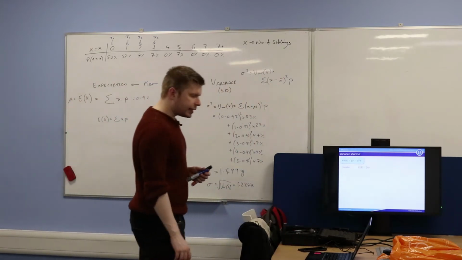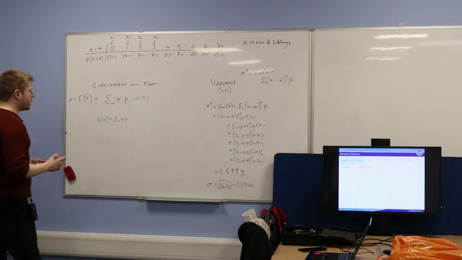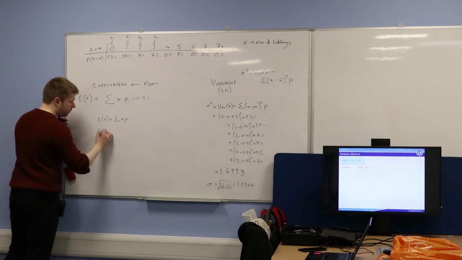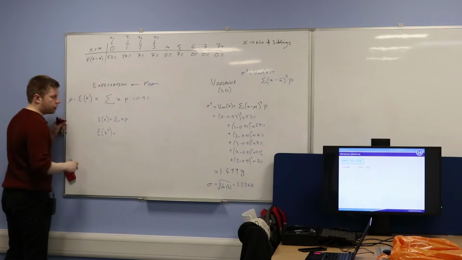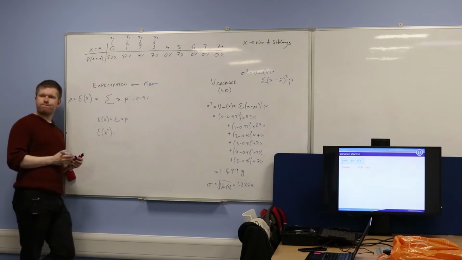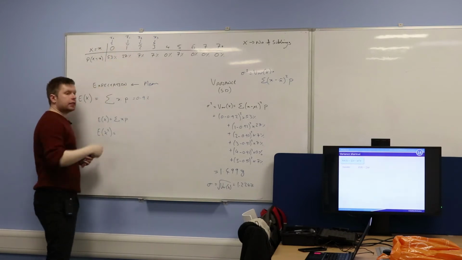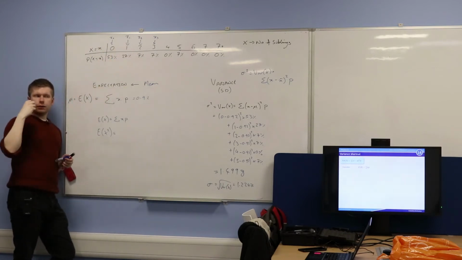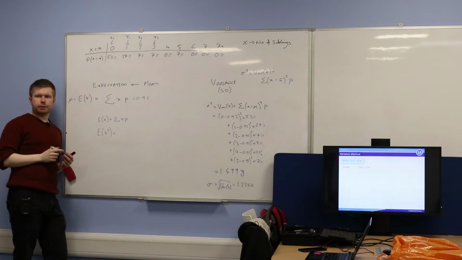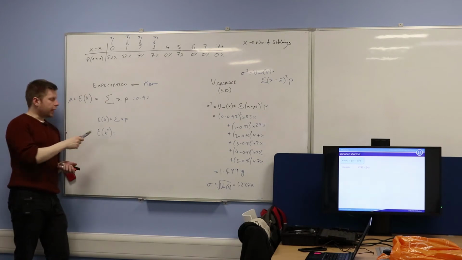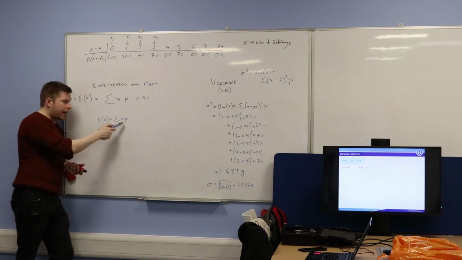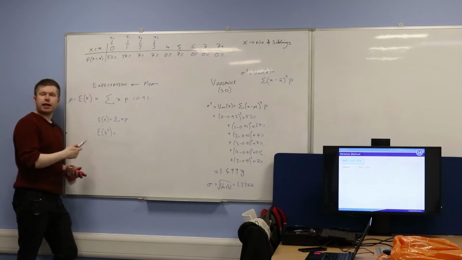Now, let's think about this. What do you think the expectation of something squared is going to be? So you take your random variable, each of these outcomes, and instead of using the outcomes as they are, what happens if we square it? What do you think that's going to be equal to? So the expectation of x is the sum of x times p. What's the expectation of x squared?